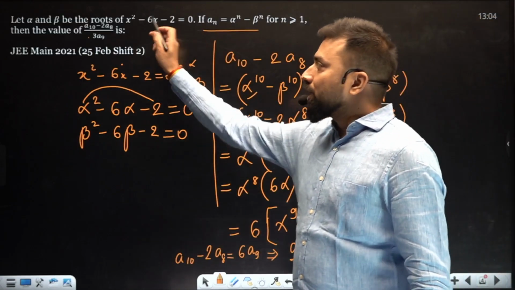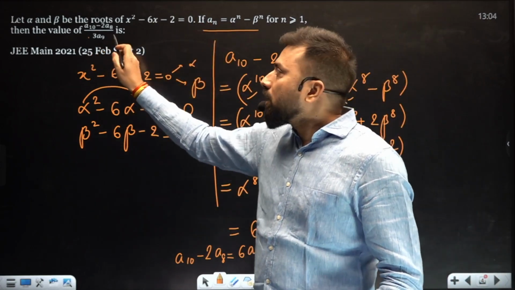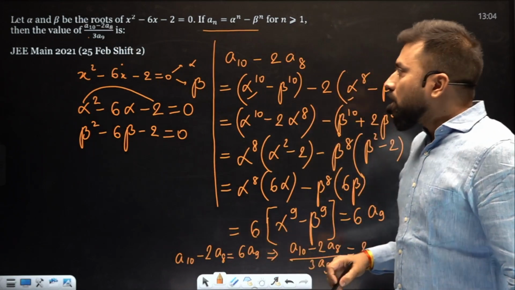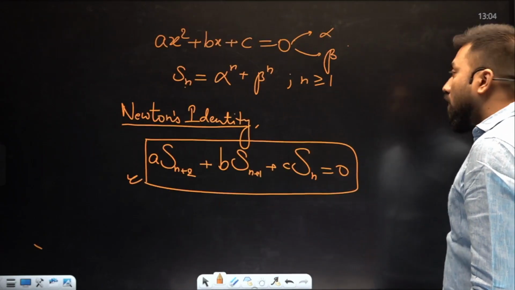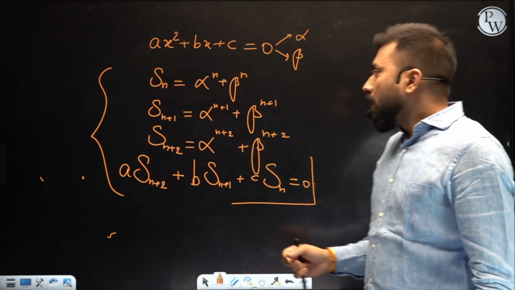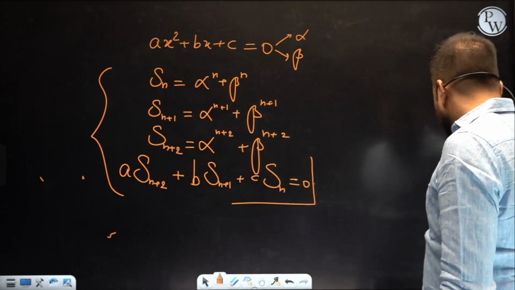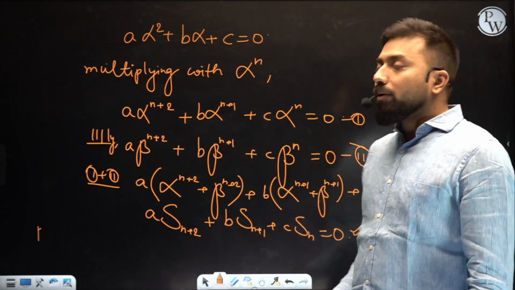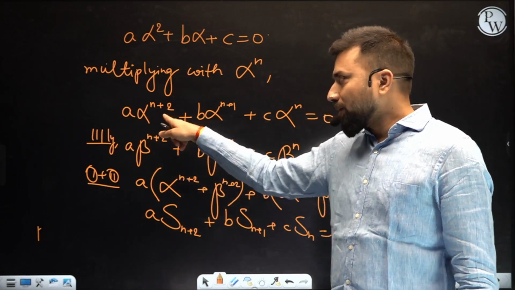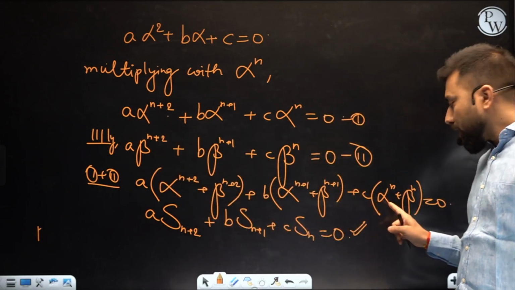In this particular question, they have asked the relation in A8, where An is alpha raised to the power n minus beta raised to the power n. Now you can understand that in Sn, the expression is alpha raised to the power n plus beta raised to the power n, right? If we write alpha raised to the power n minus beta raised to the power n, then also this expression will be valid. Why will this be valid? Because if we subtract the second from the first, a negative sign will come here, here, and here.